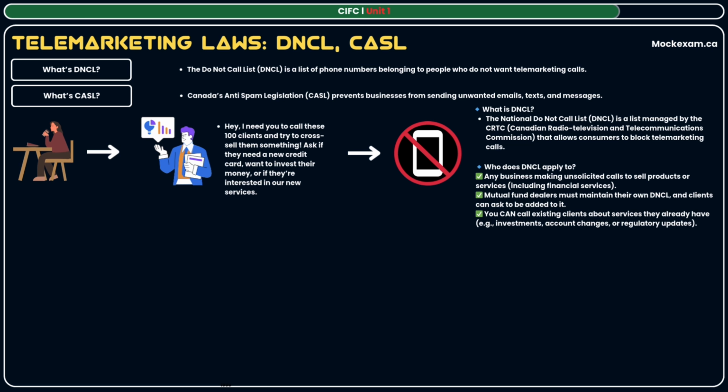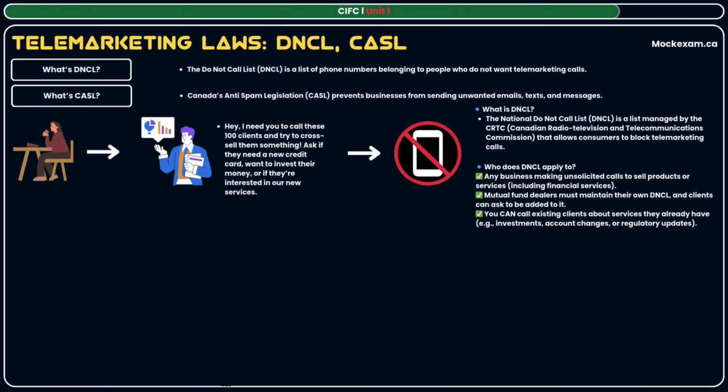Mutual fund dealers must maintain their own DNCL, and clients can ask to be added to it. For example, if I am a client of RBC, and RBC is a mutual fund dealer and investment dealer at the same time, RBC should have its own DNCL. I can say to them, put me on the DNCL list, I don't want any telemarketing calls from you. So it's a mandatory thing for mutual fund dealers.